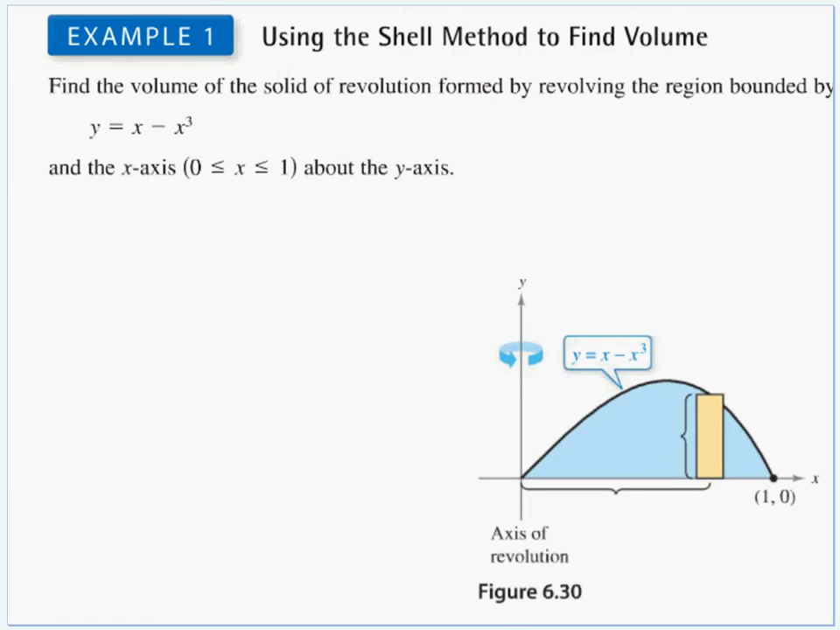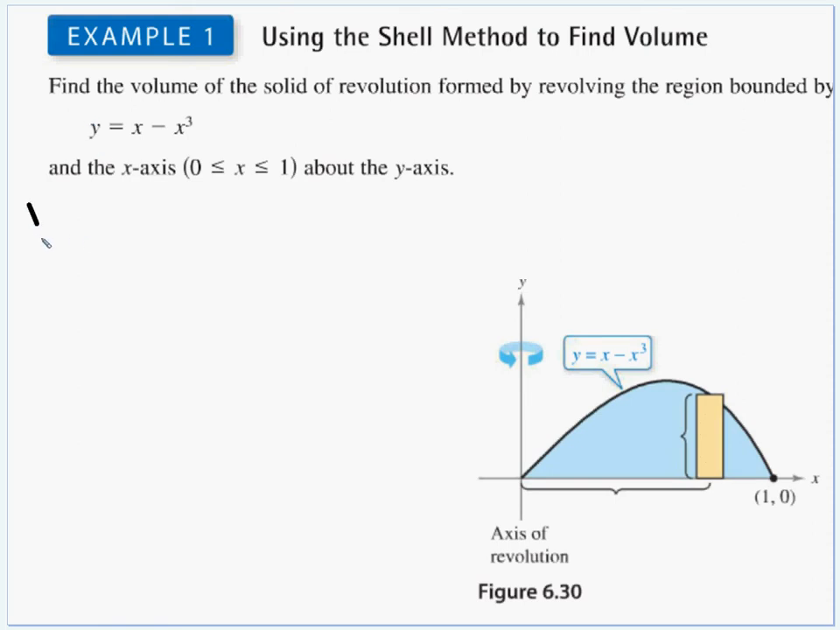And that brings us here to example 1. Find the volume of the solid of revolution formed by revolving the region bounded by the graph of x minus x cubed. That's this sort of parabolic shape here we see in the first quadrant. We want to rotate that, bounded by that and the x-axis from 0 to 1. We are going to rotate around the y-axis. So again, we see this arrow rotating around the y-axis. We are perpendicular to x, so that means everything important here is going to be coming from the x-axis.